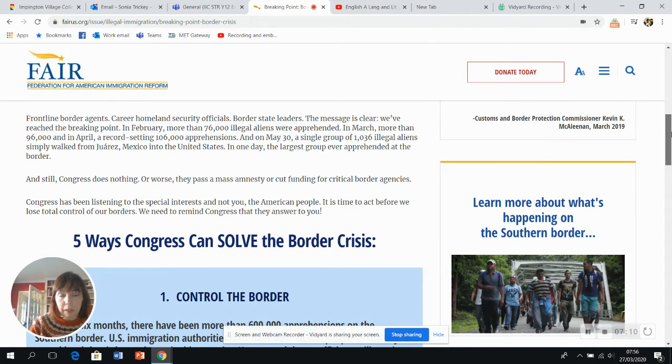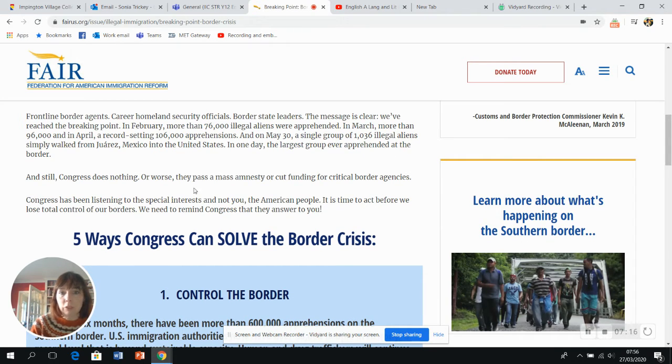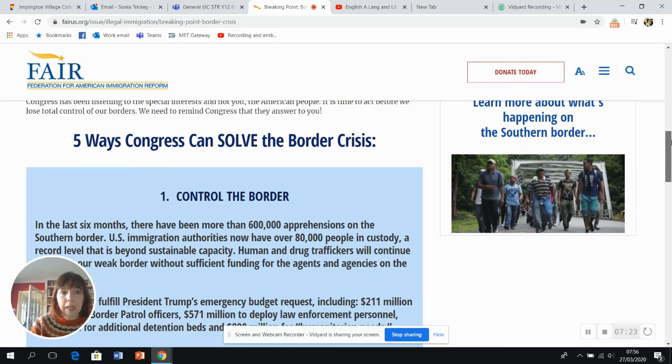There is so much to say. I'm just going to scroll down very quickly and have a look at the layout. So we have this introductory paragraph here, which sets out the problem, and I'll come back and have a look at the use of language in there. And then we have this list of five ways Congress can solve the border crisis. So what this seems to suggest is that there are 5 simple steps, like if you're building a piece of IKEA furniture, and we could solve the border crisis.